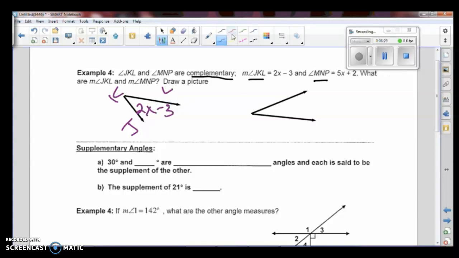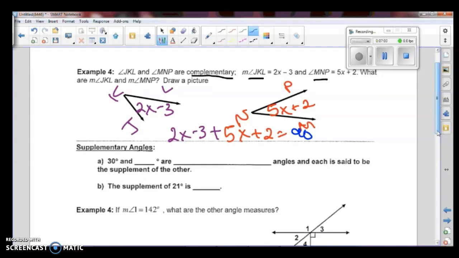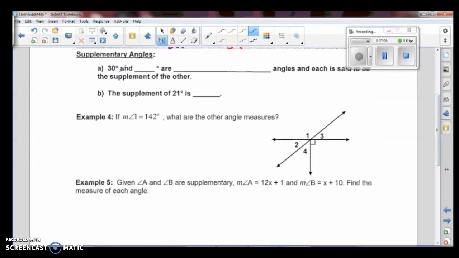I got you. A mosquito. It's a dead mosquito. MNP is 5x plus 2. And since these are complementary, we know that they add up to 90 degrees. So we're going to add 2x plus 3 plus 5x plus 2 equals 90 degrees. And continuing with our theme, I'm going to let you solve for x there.